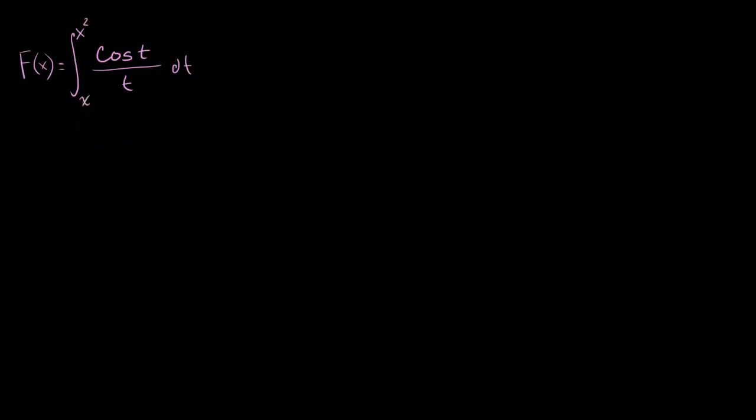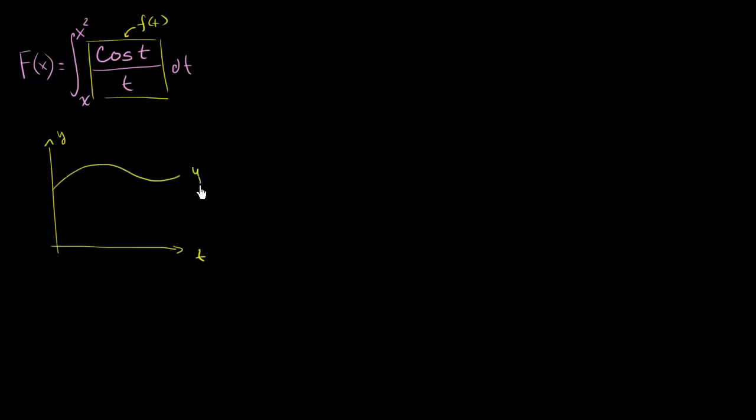And to realize that, we really just have to attempt to graph what this is representing. So let's say that this is our lowercase f of t. Let's graph it over the interval between x and x squared. So let's say this is my y-axis, this is my t-axis, and this right over here is y is equal to f of t. I'm drawing it generally. I don't know exactly what this looks like. And we're going to talk about the interval between x and x squared.